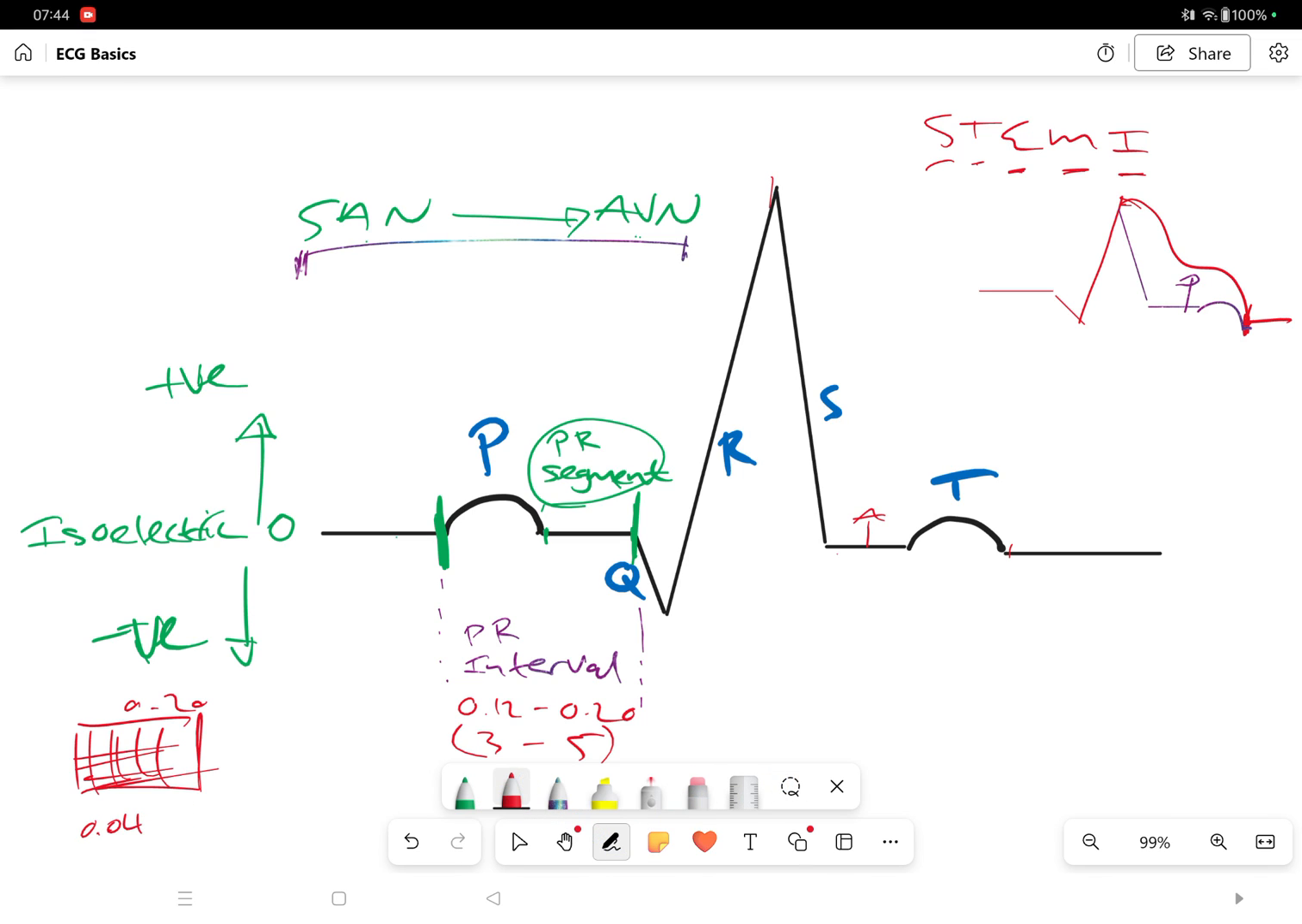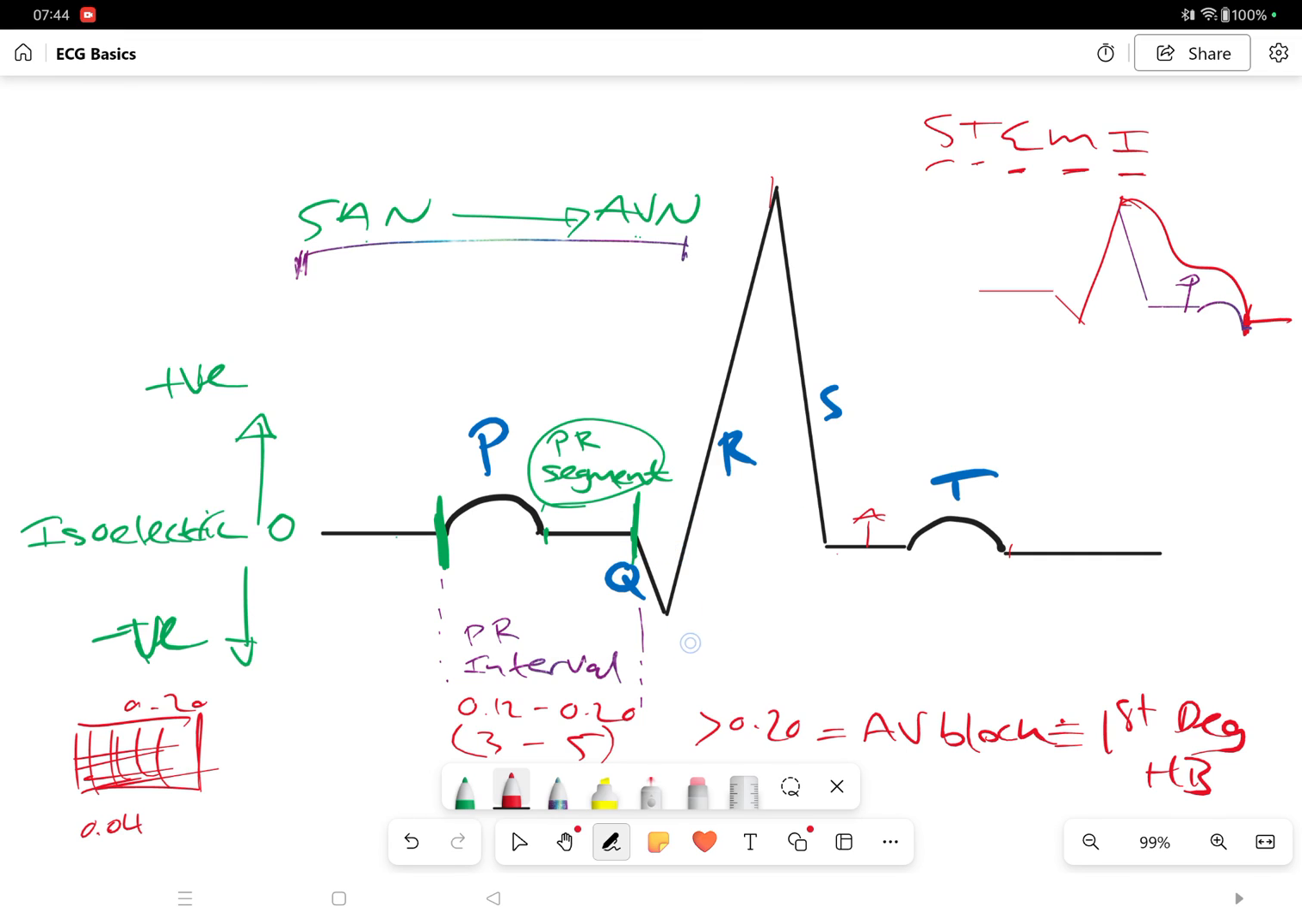You then have, so that's your normal range. Anything greater than 0.20 seconds is what we call AV block, which is otherwise known as first degree heart block, and we'll look at heart blocks in another video.